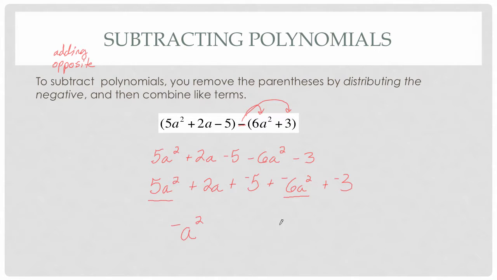-a squared. Now let's look at the a's. I got plus 2a right there. And finally, we've got -5 minus 3, or plus -3. Together, that gives me -8. And there we go. We've just now subtracted those two polynomials. Again, make sure you're dealing with the subtraction by distributing the negative into the whole second polynomial that you're subtracting with.